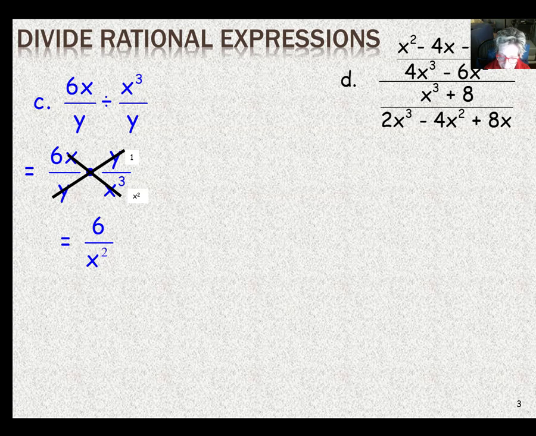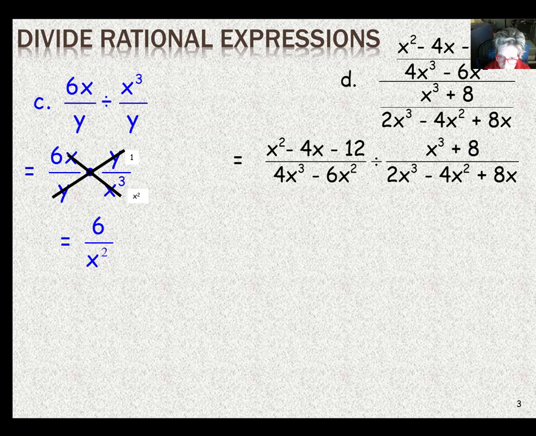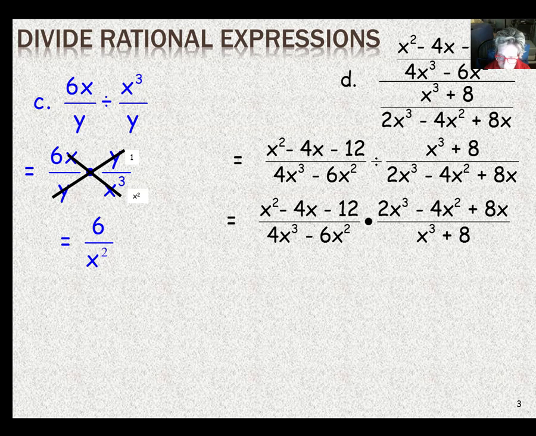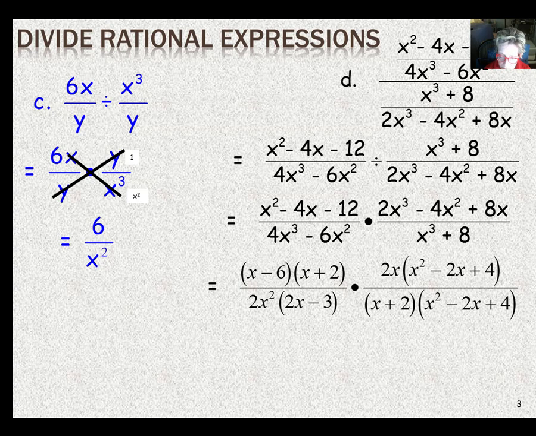In letter D, I have a little bit more complex rational division problem. So I have a polynomial fraction divided by another polynomial fraction. I'm going to rewrite that as a division, break it down into two pieces, then rewrite it as multiplication by flipping the right-hand side, taking the reciprocal of it. Factor the numerators and the denominators. Cancel out my common factors.